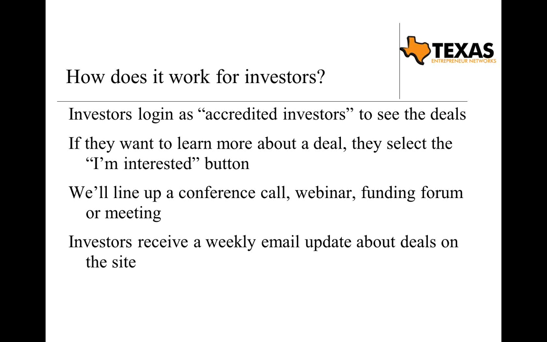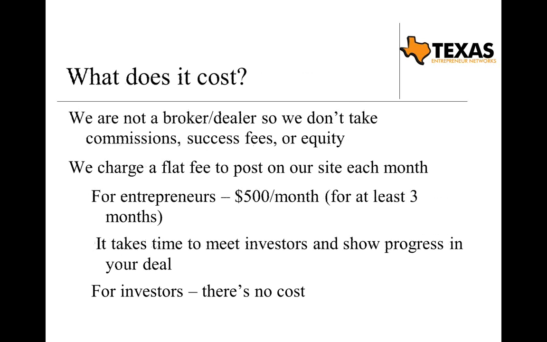For investors, they're going to log in as accredited investors to see the deals. At this point, we're not allowed to shop deals to non-accredited investors, and so it will be behind a screen that only accredited investors can log in. It's basically self-documentation. If someone says they're an accredited investor, we believe them and we take them into the site. As they look at the deals, if they want to learn more about it, they simply select the I'm interested button, and we will line up a conference call or a webinar or a funding forum or a face-to-face meeting between the entrepreneur and the investor. And as I said before, the investors will receive a weekly update about the deals on the site and what is changing and how things are moving.